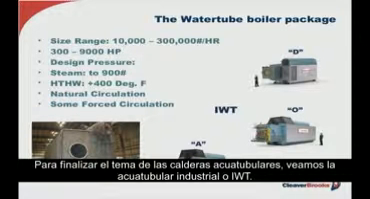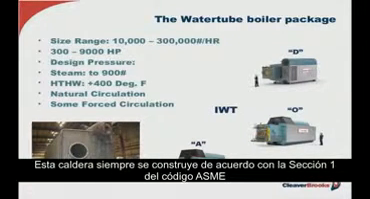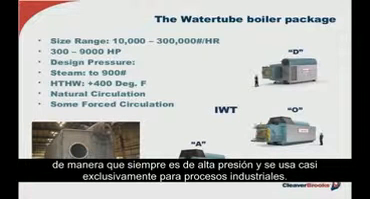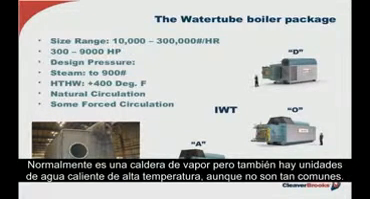Rounding out the water tube boilers we'll be looking at today is the industrial water tube, or what is commonly referred to as the IWT. These boilers are always built in accordance with Section 1 of the ASME Code, meaning they are always high pressure and used almost exclusively for industrial process applications. They're normally steam boilers, but you may also find high temperature hot water units as well, though they're not as common.